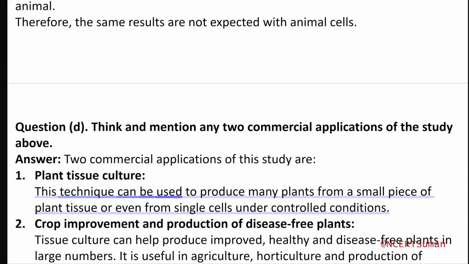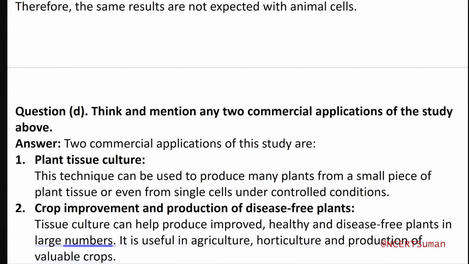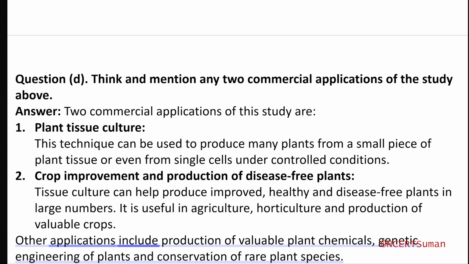This technique can be used to produce many plants from a small piece of plant tissue or even from single cells under controlled conditions. 2. Crop improvement and production of disease-free plants. Tissue culture can help produce improved, healthy and disease-free plants in large numbers. It is useful in agriculture, horticulture, and production of valuable crops. Other applications include production of valuable plant chemicals, genetic engineering of plants and conservation of rare plant species.